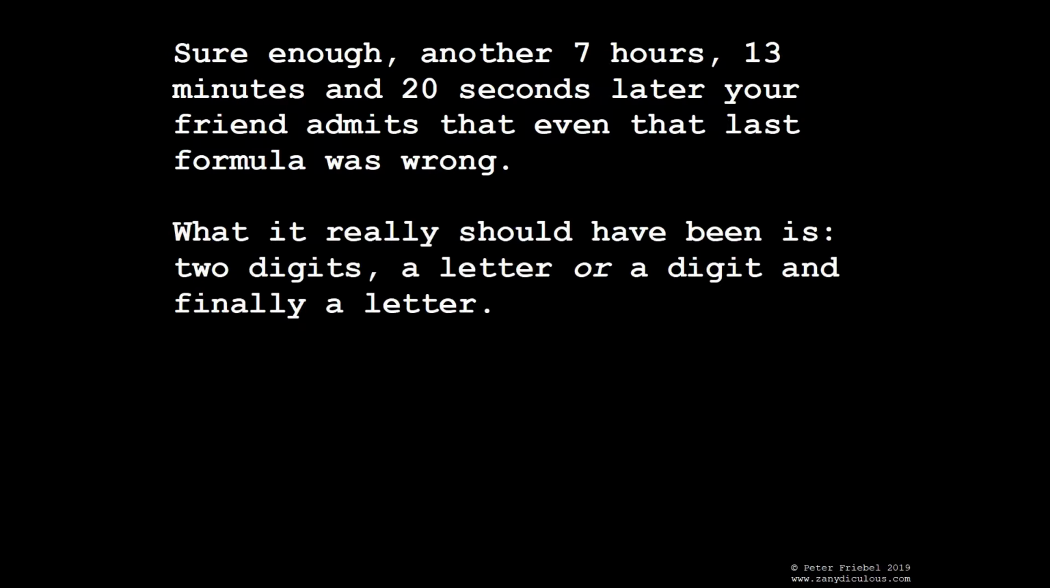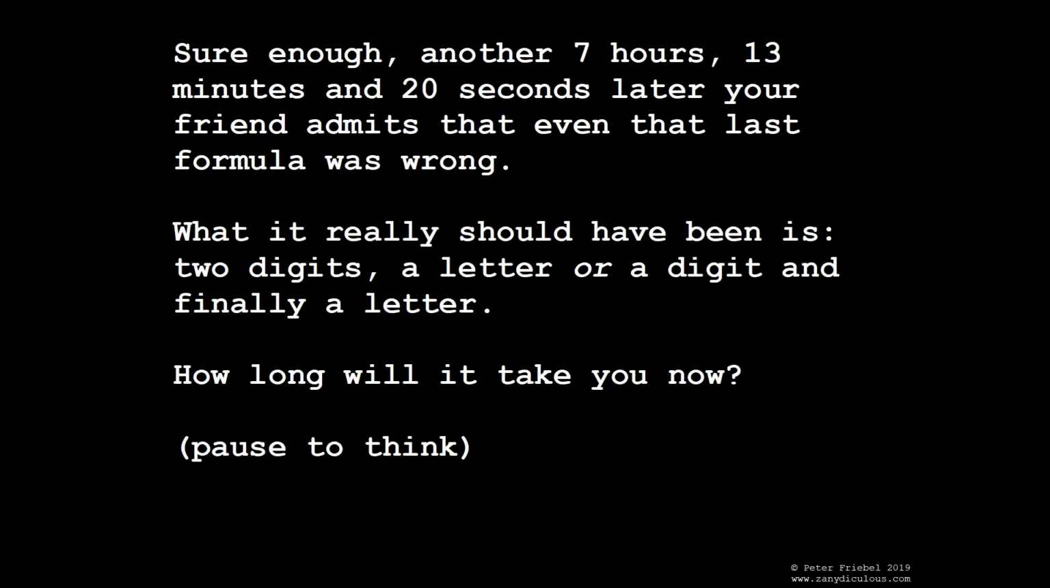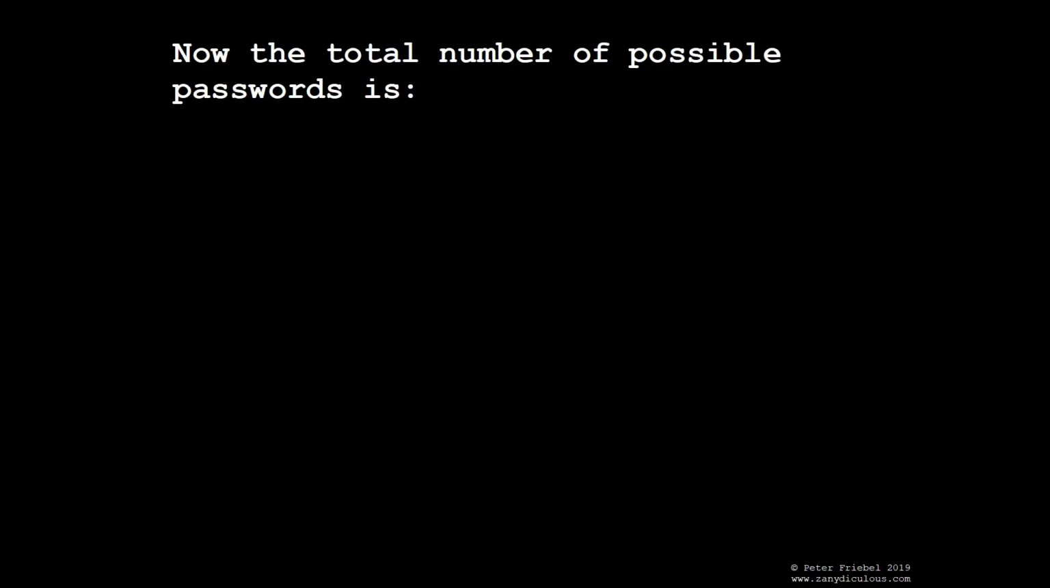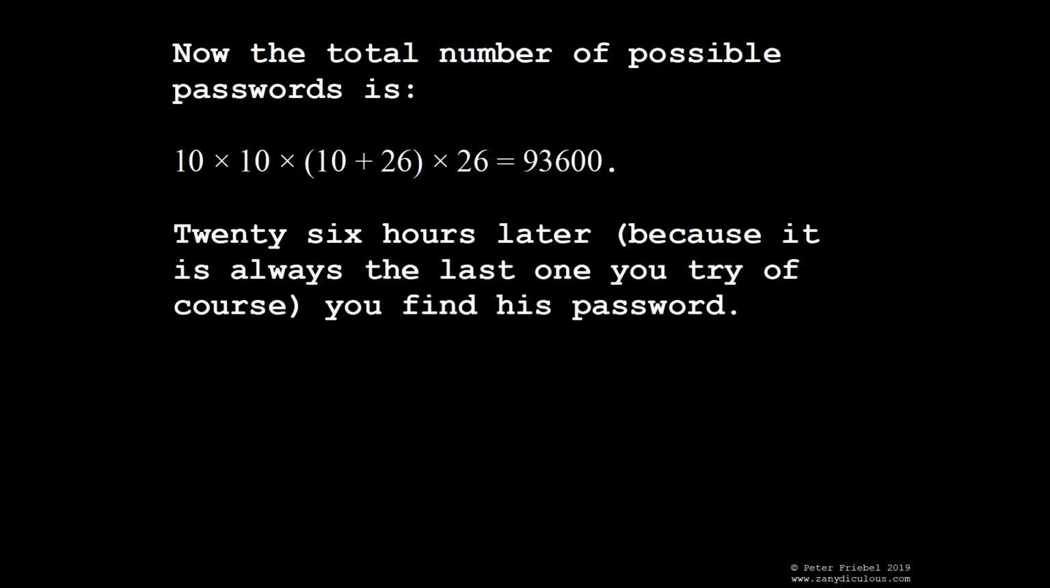What it really should have been is 2 digits, a letter or a digit, and finally a letter. How long will it take you now? Now, the total number of possible passwords is 10 times 10 times (10 plus 26) times 26, which is 93,600. 26 hours later, hey, because it's always the last one you try, of course, you find his password.